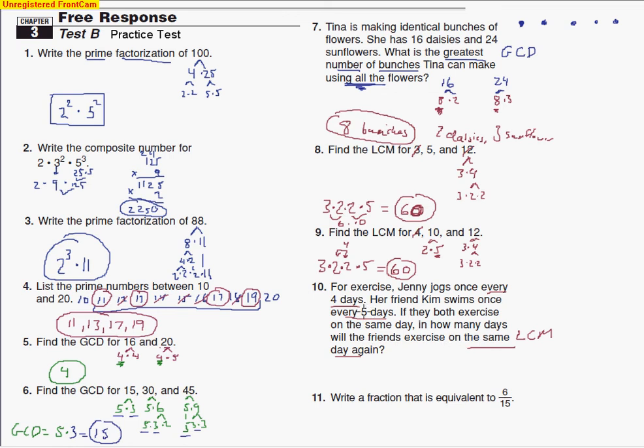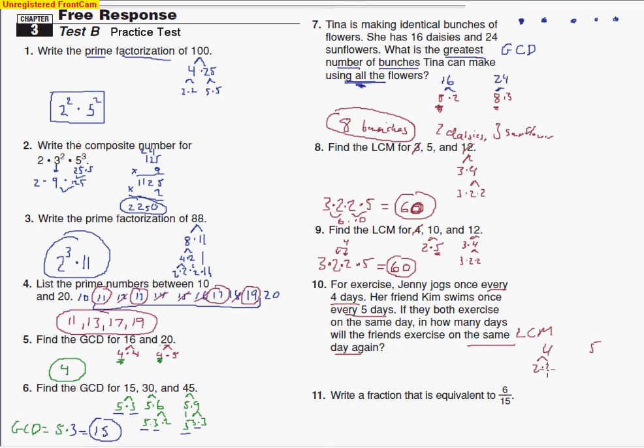What numbers do these values go into? Well, the least one would be taking those two numbers, 4 and 5, and breaking them down. And I see that 2 times 2 are the only numbers that 4 will go into, but here 2 does not go into 5, so I need to also have a 5. So I multiply those, and there it is. It will be 20. So 20 days is when they'll end up exercising on the same day again.